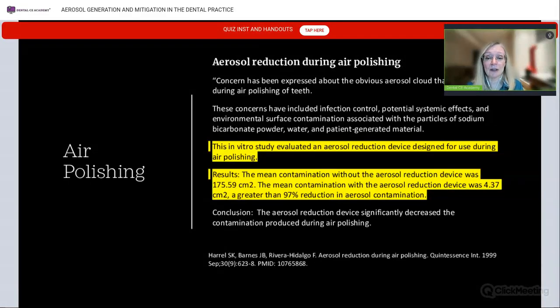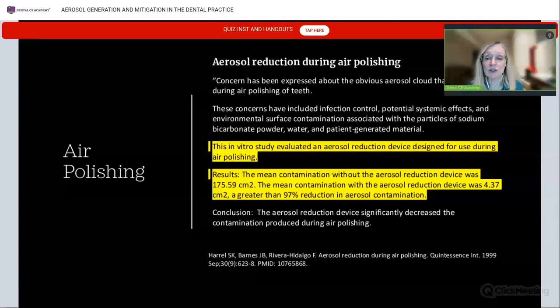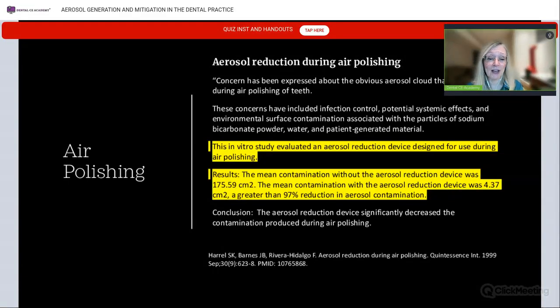And the concern here is the potential systemic effects and infection control and these environmental surfaces that are contaminated with the particles of sodium bicarbonate powder, water, and of course the organic material from the patient. So using an aerosol reduction device, especially very good source control, is really required here.